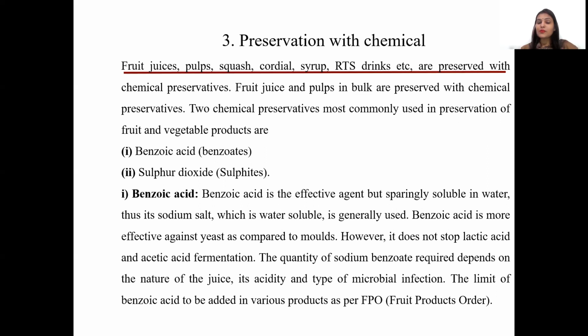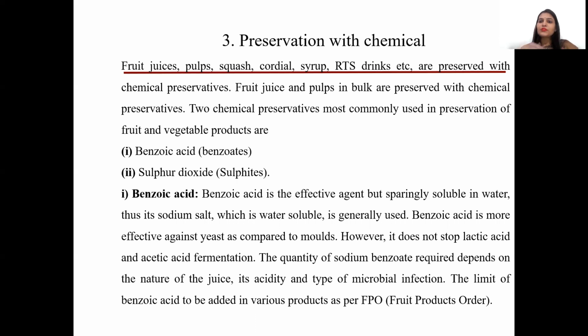So in water soluble colored pigments, in pigmented juices, we cannot use potassium metabisulfite. That may bleach their color. Suppose we have anthocyanin, which is red, blue and violet in color. Anthocyanin is a water soluble pigment, so we cannot use sulfur dioxide or potassium metabisulfite. We have to use sodium benzoate or benzoic acid, which will enhance their color.